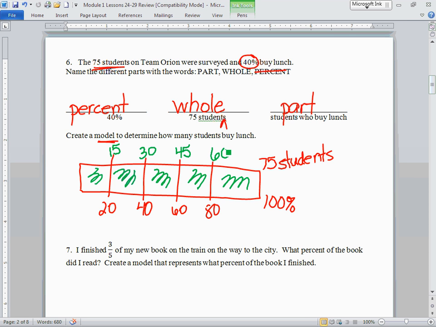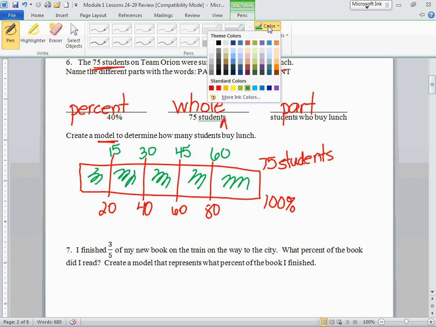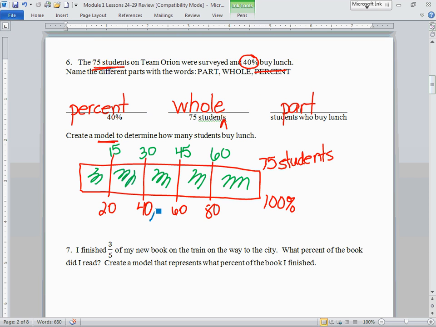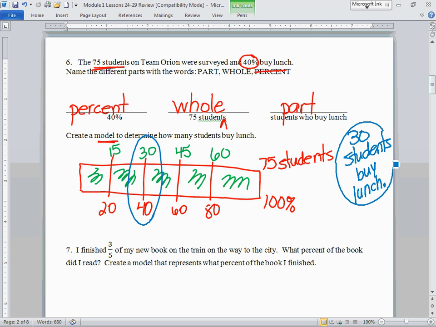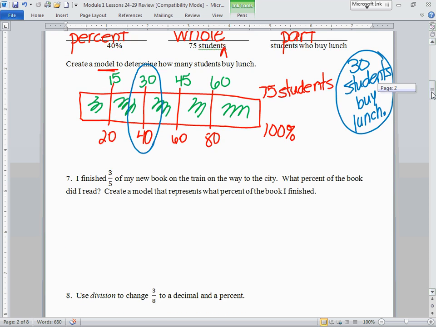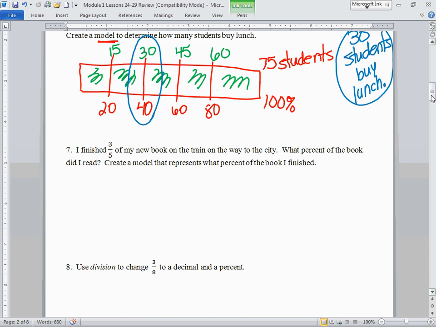Now that I have everything filled in, I can find my answer. 40% of the students buy lunch. So 40% is how many students? 30. So you're going to write your answer. 30 students buy lunch. You want to try to make this full and complete so that I know you don't mean 30 students are on the team. You want to specify to make sure that it's clear.